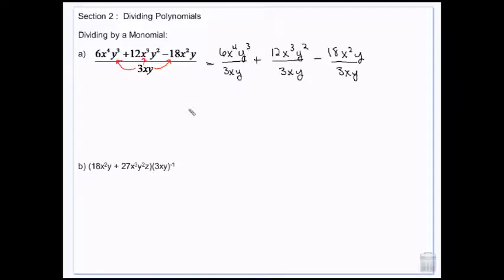So what I get is 6 divided by 3 is 2. 4 minus 1 is 3. 3 minus 1 is 2. 12 divided by 3 is 4. 3 minus 1 is 2. 2 minus 1 is 1. And then 18 divided by 3 is 6. 2 minus 1 is 1. And then the y's are going to cancel each other out. Oops. So they go away. So like those will just straight cancel.